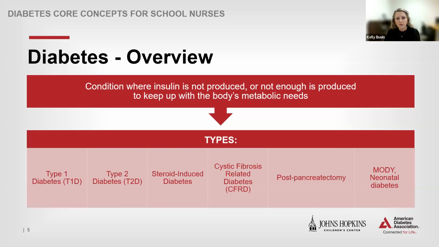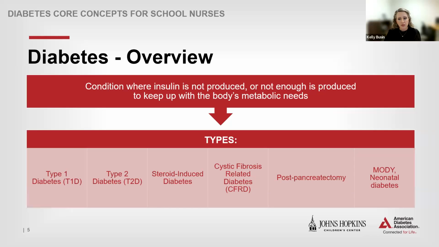The most common form of diabetes that's seen in the school setting is type 1, but in the last few years, there's been an influx of type 1 and type 2 diabetes diagnoses in the pediatric population. So that means that even though you may not have seen children with type 2 diabetes in the school setting in the past or cared for them, it's very likely that you will begin to encounter them more and more. The two other forms of diabetes that are seen less commonly in the school setting are steroid-induced diabetes and cystic fibrosis-related diabetes. And we'll discuss these 4 types of diabetes in more detail shortly.